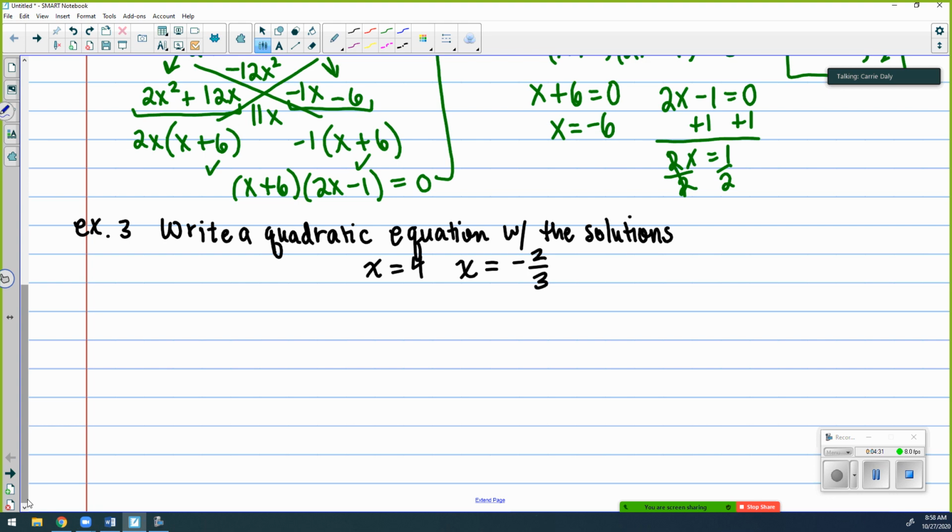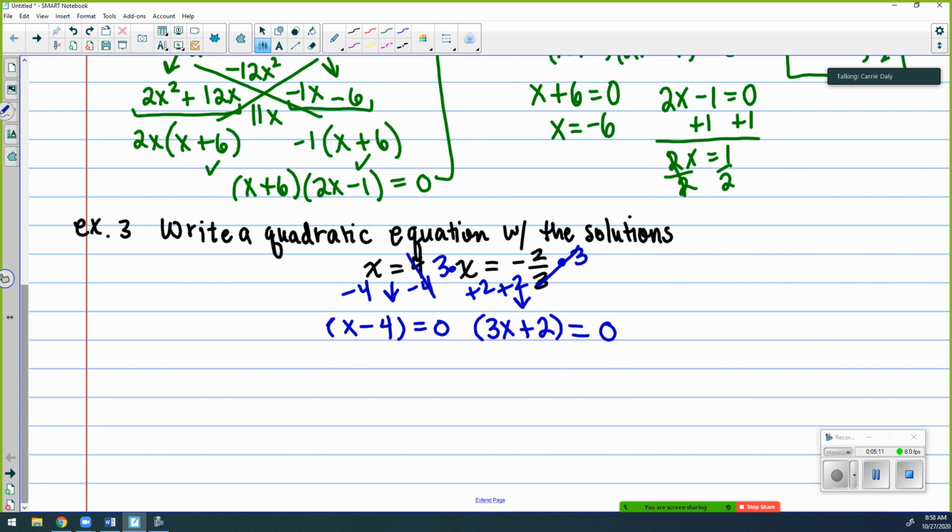I'm going to convert this to something that was a factor. I'm going to do the same thing here. I want to set this equal to 0, and then I can kind of think of that as a factor. Well, the first thing I'm going to do to get it equal to 0 is subtract 4. So now I have x minus 4 is equal to 0. Over here, I'm going to multiply both sides by 3 to start us off. And then the next step would be to add 2. So this was 3x plus 2 before it was solved for 0.